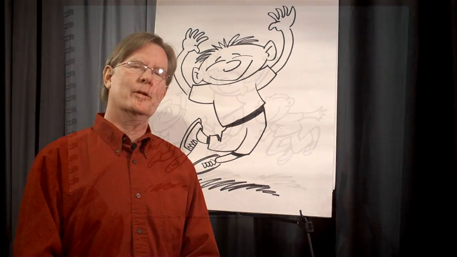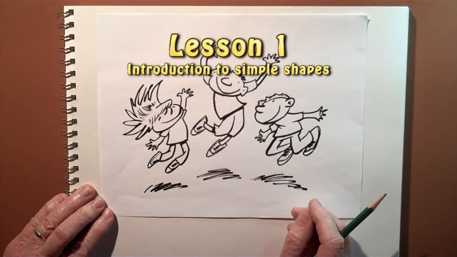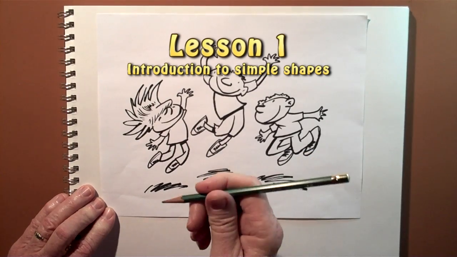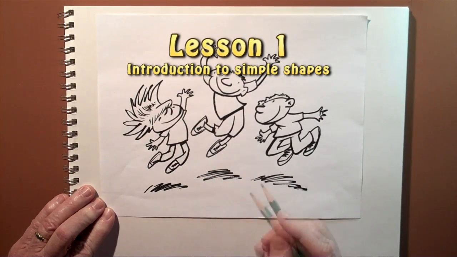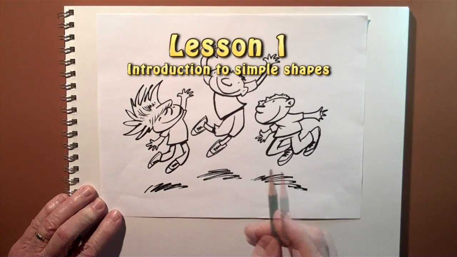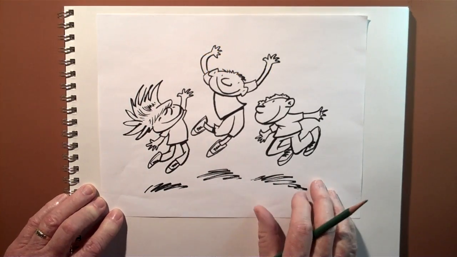So let's get started. Welcome to cartooning lesson number 1. Today we're going to talk about the materials that cartoonists use to draw cartoons with, and we're going to talk about something called geometric shapes, which are the different shapes that we use to make up our cartoons.